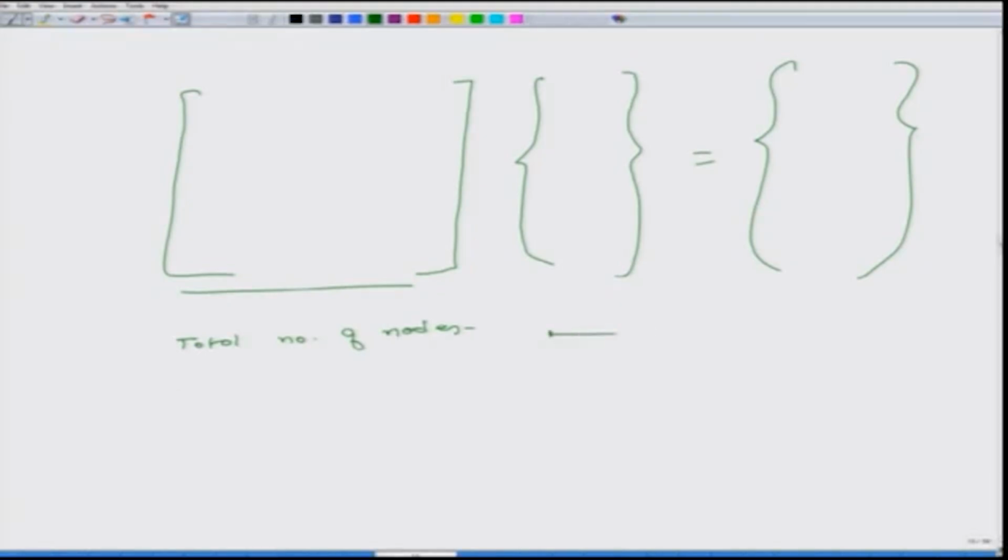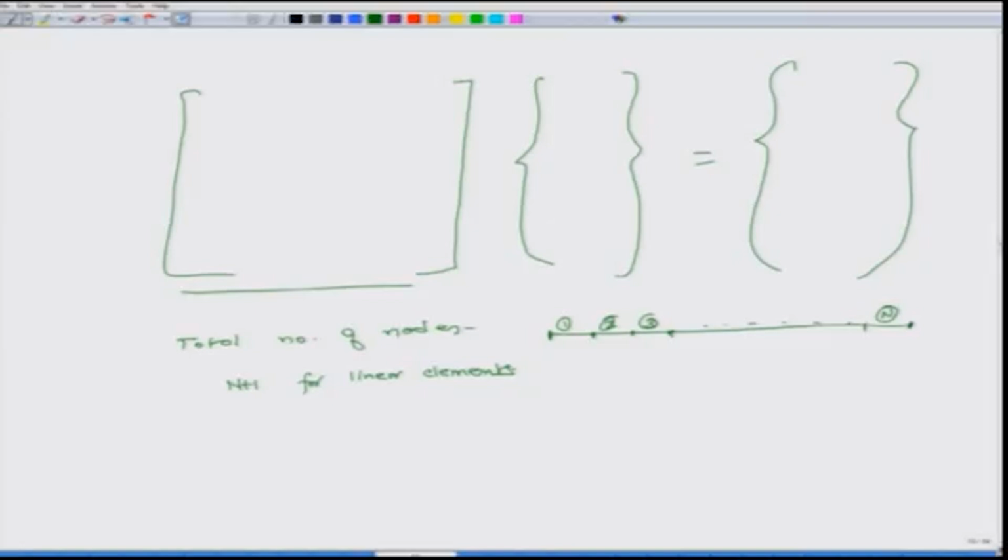Suppose this is the nth element, first element, second element, third element, like this. So how many nodes? It will be n plus 1, right? So the total number of nodes will be n plus 1 for linear elements. So the size of the matrix will be n plus 1 by n plus 1.